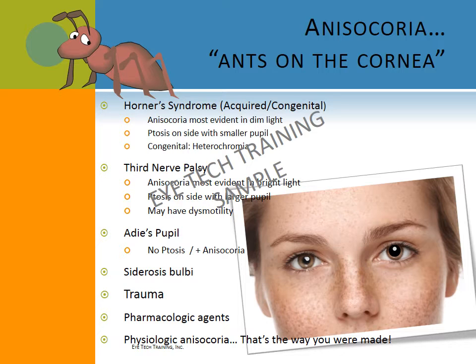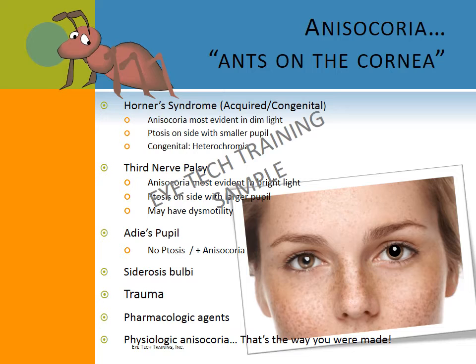Congenital Horner syndrome will have a ptotic lid on the side with the smaller pupil. They'll have an anisocoria, and additionally, they'll have a heterochromia, meaning they'll have two different color irises. Typically, the lighter colored iris is on the side with the ptotic lid and the small pupil.